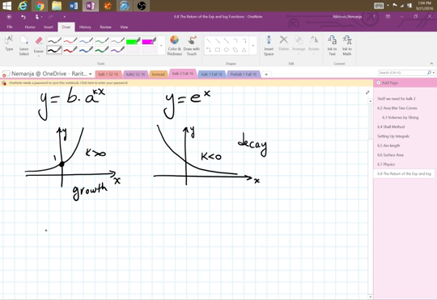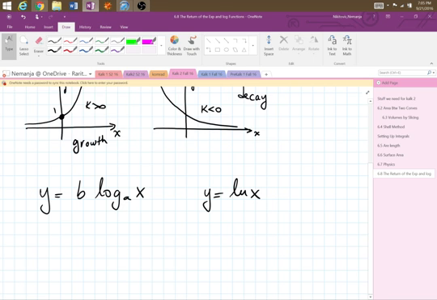We also know that there is y equals b log a of x, which is the general function for logarithms, but then we can write y equals ln x, which is the most used one because the base is e. ln is just the lazy notation. Instead of spelling out log base e every time, we just write ln x, and we all know it's log base e.